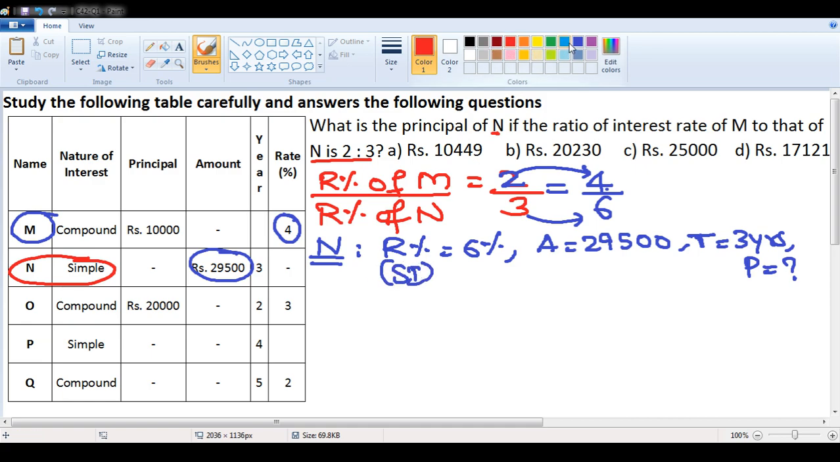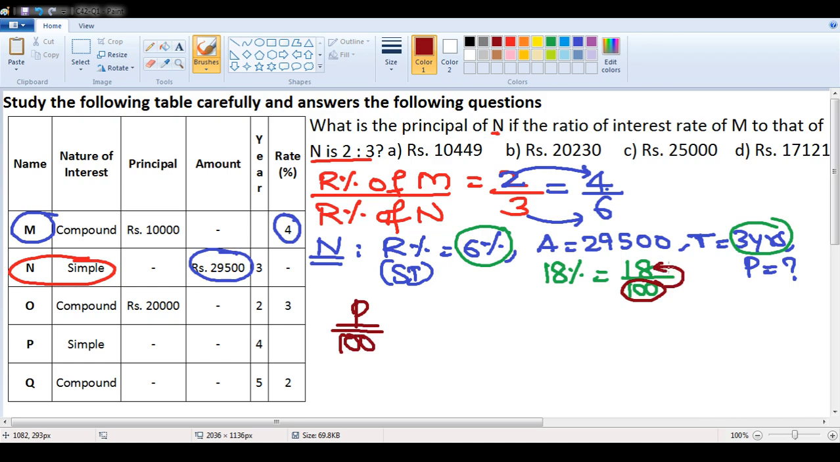In case of simple interest, rate of interest is same every year. First year 6, second year 6, third year also 6. Total is 6 plus 6 plus 6, 18%. 18 by 100. The meaning of 18 by 100 is, if the principal is 100 rupees, I will give you 18 rupees extra. Extra is nothing but interest. That means amount totally will become 100 plus 18, which is 118.